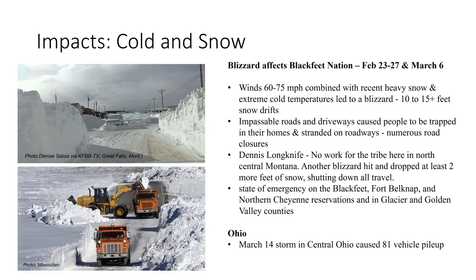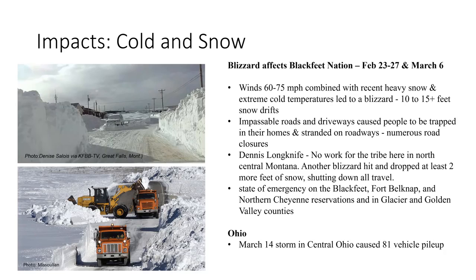One of the ones that I've been following closely, and that has just persisted for a long period of time: we've had many blizzards that have hit northwestern Montana, and it's really affected the Blackfeet Nation. So a series of blizzards, February 23rd to 27th, another one on March 6th, and there's one occurring as we speak right now. So it's just been inundated. With these blizzards come extreme winds, heavy snow, and extreme cold temperatures. So in some locations, there are 10 to 15 plus feet of snow drifts. This has created literally impassable road conditions.